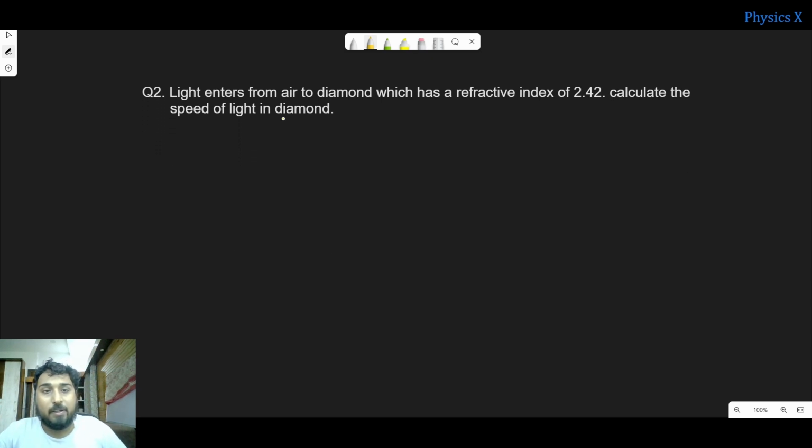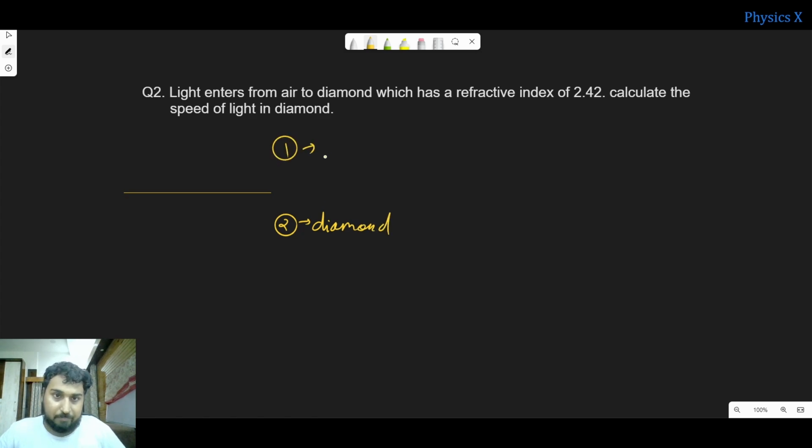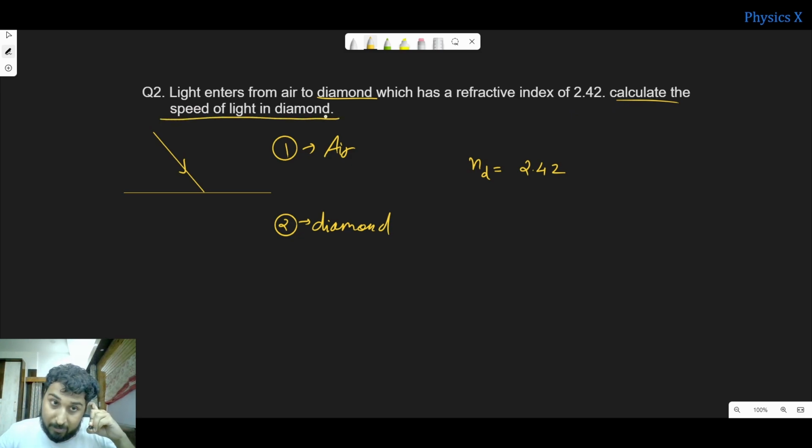Now it's telling that light enters from air to diamond, right? Suppose your two media are diamond and air. From air the light is entering, right? And diamond has a refractive index of 2.42. So he's asking us to calculate the speed of light in diamond, right?